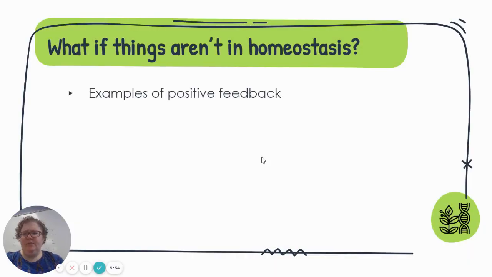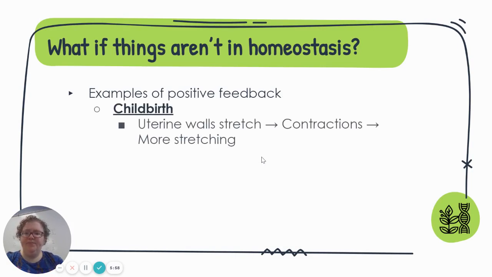So let's look at some examples of these to see if we can get it to make sense. Childbirth is one example. So during childbirth, the uterine walls are going to stretch, which causes contractions. Hormones are released, which cause more stretching, right? So we have that initial response of stretching, then contractions, and then more stretching, and then contractions and more stretching, over and over until the result is finally the child being born. So again, a very extreme event.